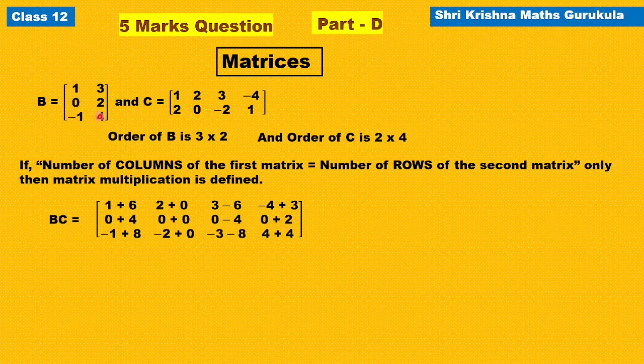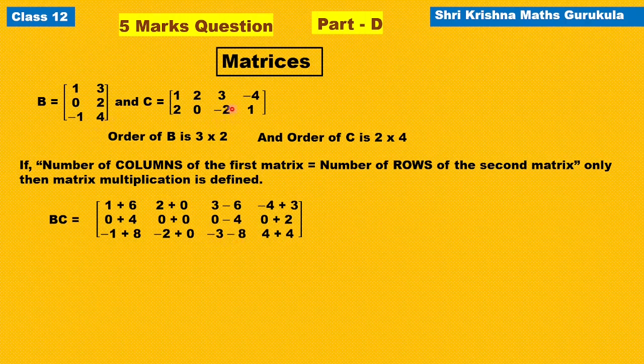We'll consider third row and we'll multiply with the first column. That gives us minus 1 into 1 is minus 1. 4 into 2 is 8. So it is minus 1 plus 8. Now third row, second column. Minus 1 into 2 plus 4 into 0. That gives us minus 2 plus 0. Then we'll multiply third row with third column. So minus 1 into 3 is minus 3. Then 4 into minus 2 is minus 8. So it is minus 3 minus 8.